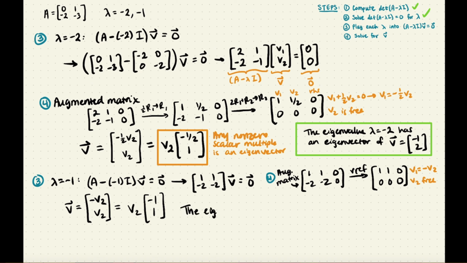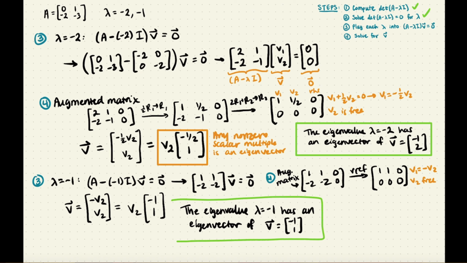So the eigenvalue lambda equals negative 1 has an eigenvector of v equals negative 1, 1, or any scalar multiple of that. And that is our answer. So we found both eigenvalues, negative 2 and negative 1. For each of those eigenvalues, we found an eigenvector corresponding to it.